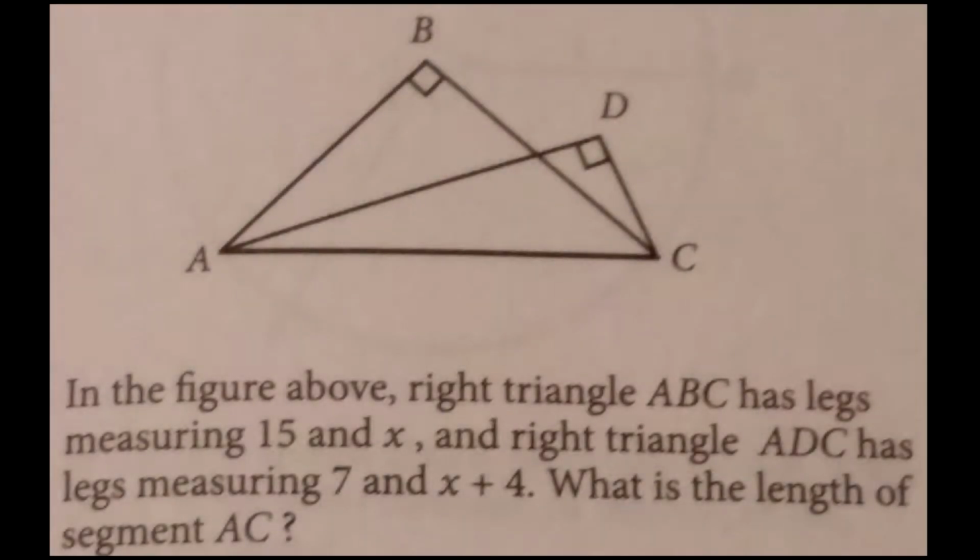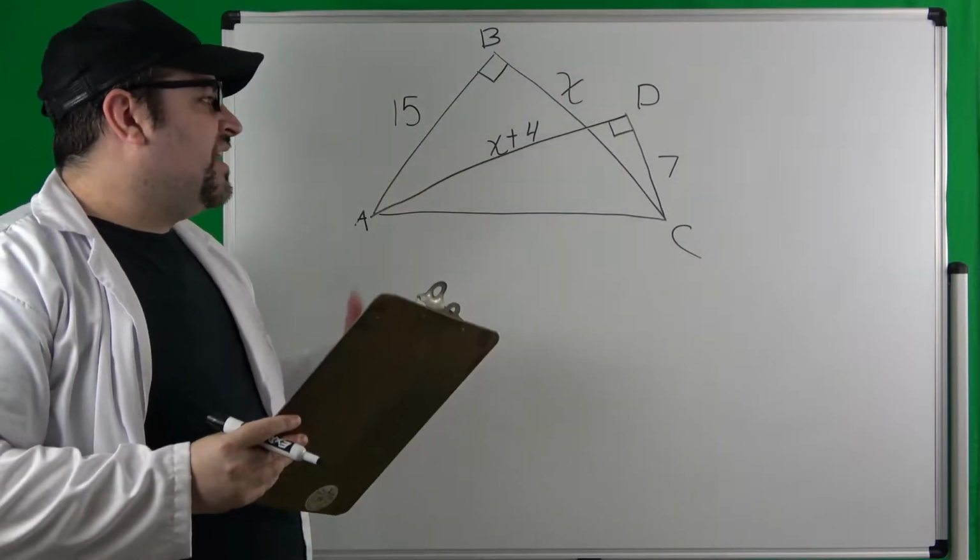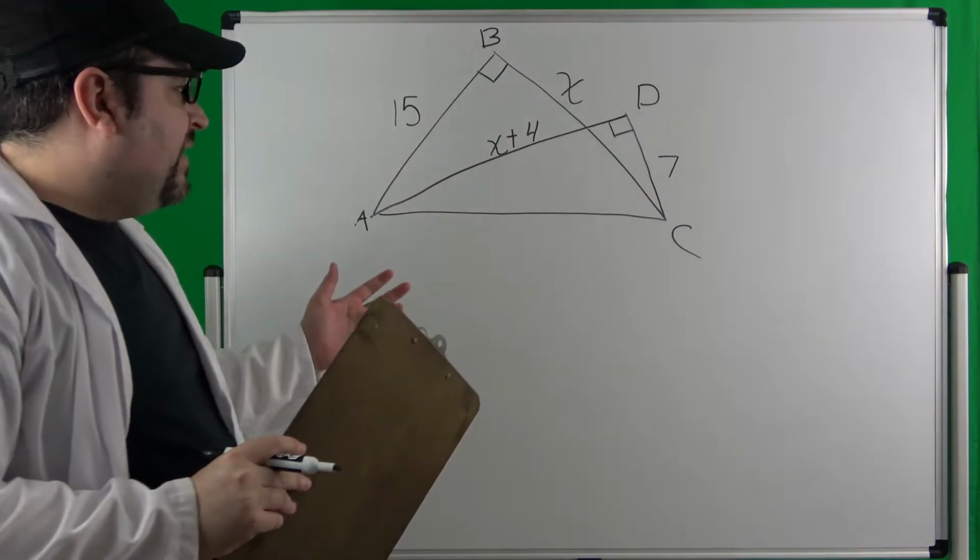In the figure above, right triangle ABC has legs measuring 15 and x, and right triangle ADC has legs measuring 7 and x plus 4. What is the length of segment AC? All right, this is another kind of tricky geometry problem we have here.